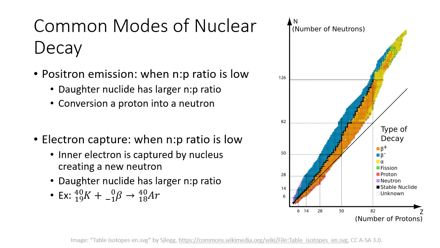Finally, we can talk about electron capture, which is the decay of an electron from its wave function into the nucleus. These happen when the N to P ratio is low. So a core electron is captured by the nucleus, creating a new neutron. The daughter nuclide, therefore, has a larger N to P ratio than the parent. An example of this is the equation as follows. So we have potassium-40 capturing an electron, so that's our beta, and becoming argon-40.